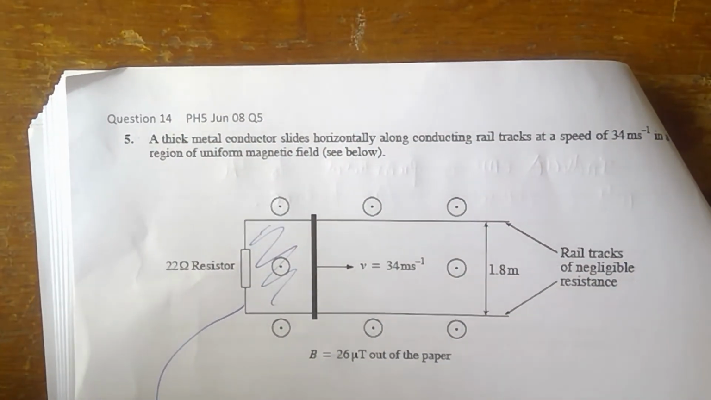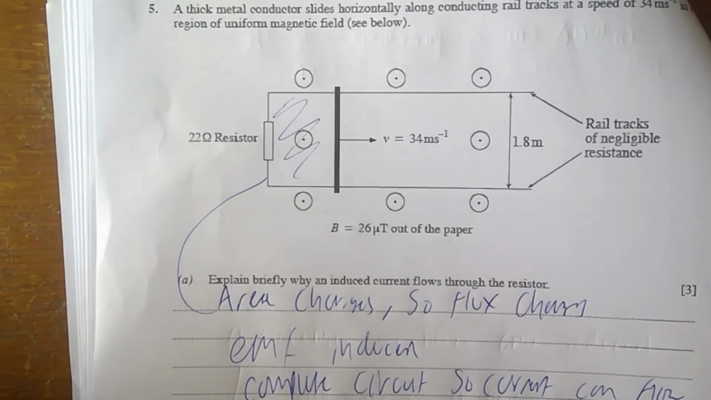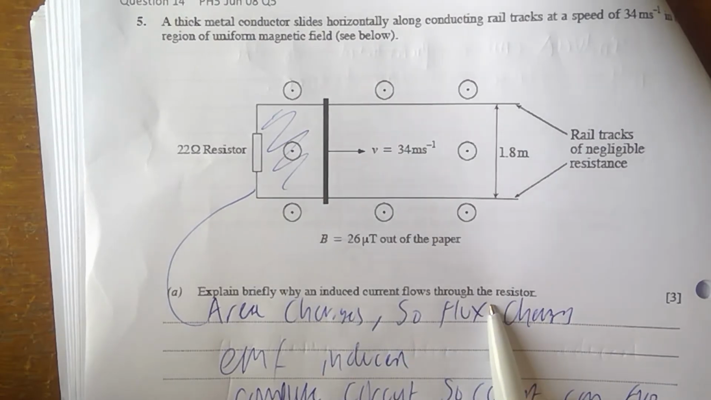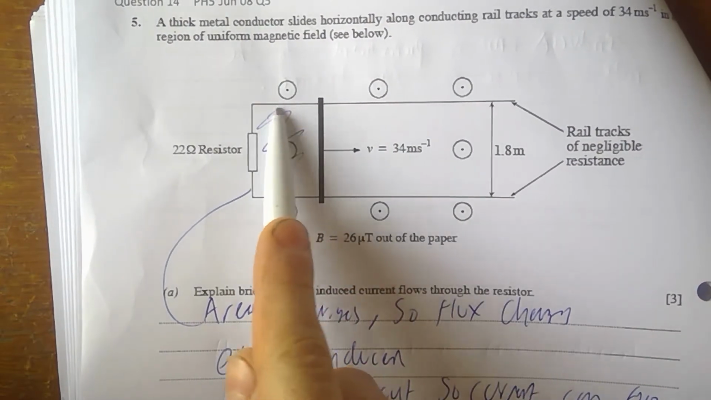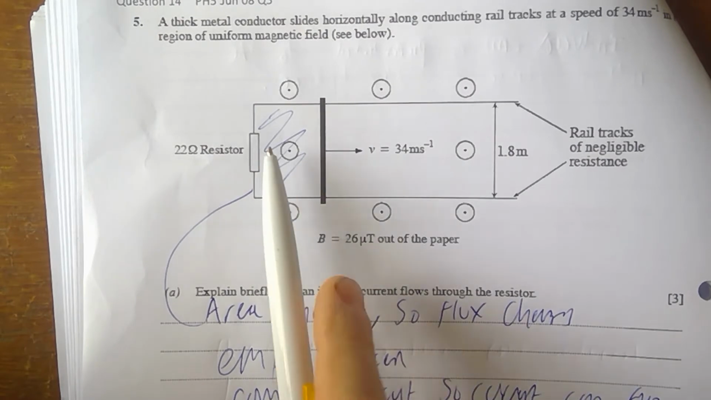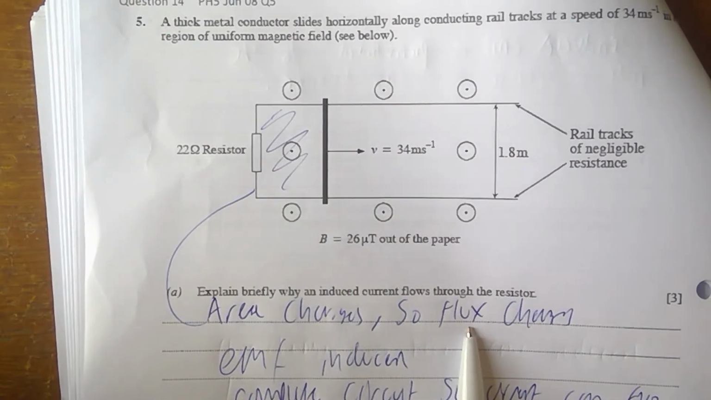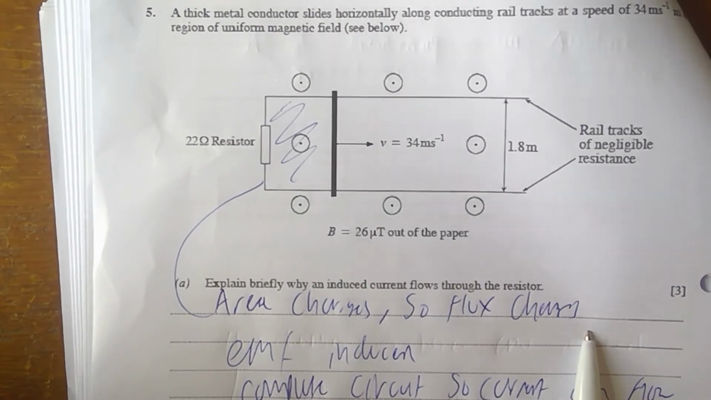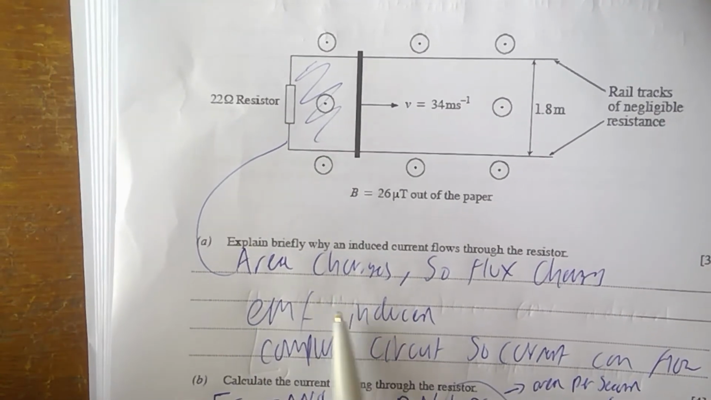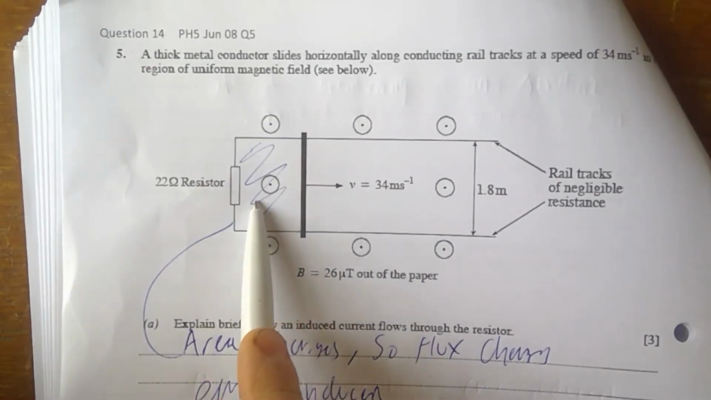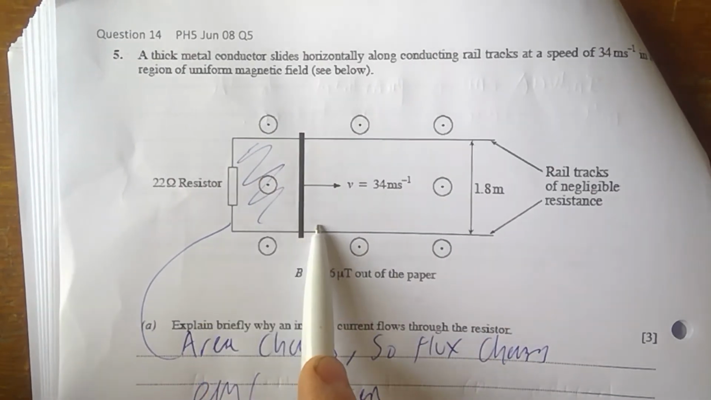Right, this question here. Explain briefly why an induced current flows through the resistor. The area here changes. As this slides along, that area gets bigger. The area changes, so flux changes. There's an EMF induced, and there's a complete circuit, so current can flow round there.